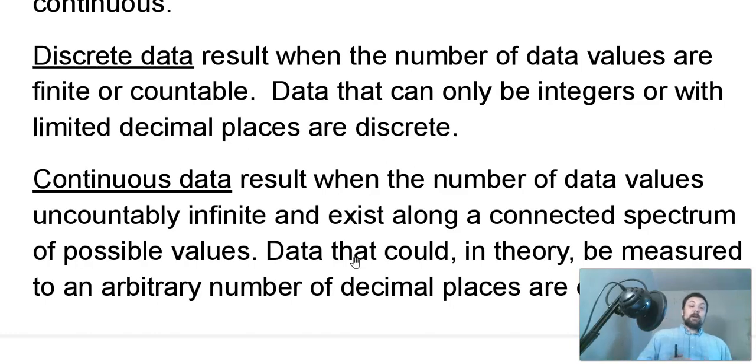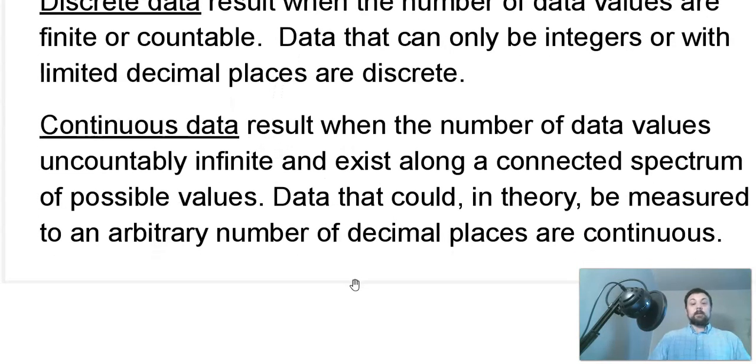But in theory, I could measure it more precisely than that. I could say that I'm 5.87239, not 10,397, I could keep going, right? In theory. So if I had equipment that was precise enough, in theory, I could measure my height to however many decimal places I want. And so data that could, in theory, be measured to an arbitrary number of decimal places are continuous data.